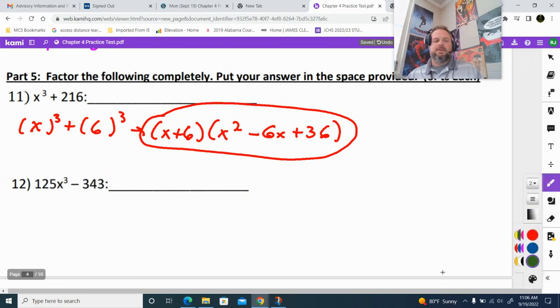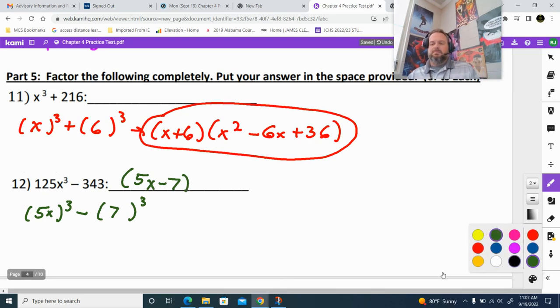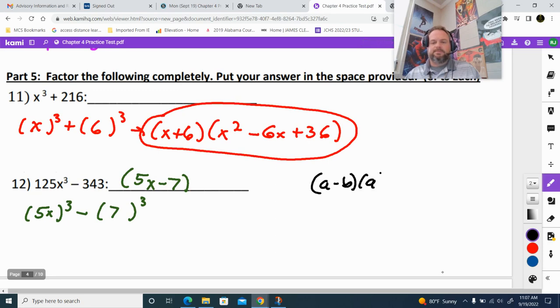Now, for number 12, a little bit different, but not too awful much. The cube root of 125x to the third is 5x. The cube root of this is 7. Okay. Well, we know we're going to have 5x minus 7. That's going to be the first part. But the way this looks on the formula.